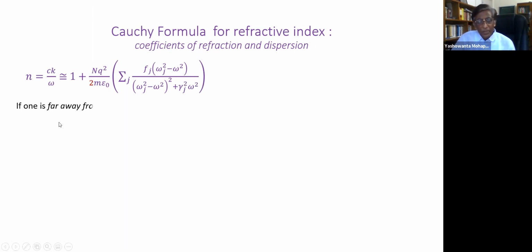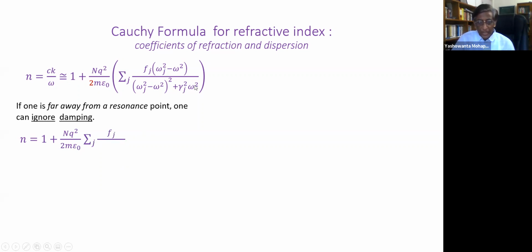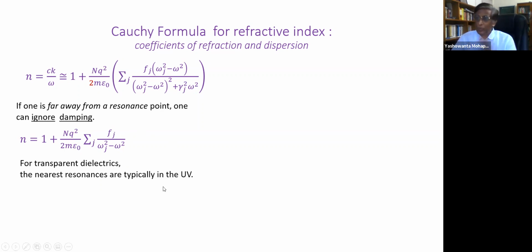Similarly, if I'm far away from a resonance, since I've already considered the resonance and anomalous dispersion, I can ignore the damping term. Then n simply becomes this, this cancels, and it becomes this. We have also done this manipulation earlier in 102 while studying resonance. For transparent dielectrics, the nearest resonances are typically in the UV, so you can actually ignore them.